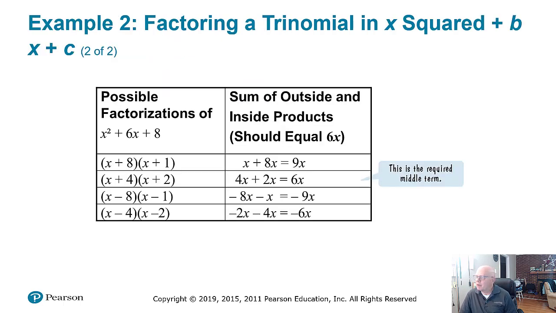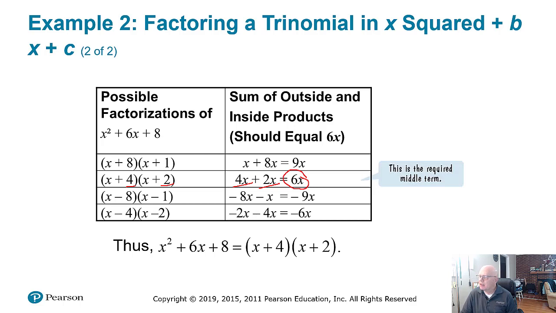There are some possibilities, and the only one that gives you 6x is this one. So the 4 and the 2 are the ones that you'll use for the factor. And there's the correct one. Last of all, multiply these two together and make sure you get the x squared plus 6x plus 8.